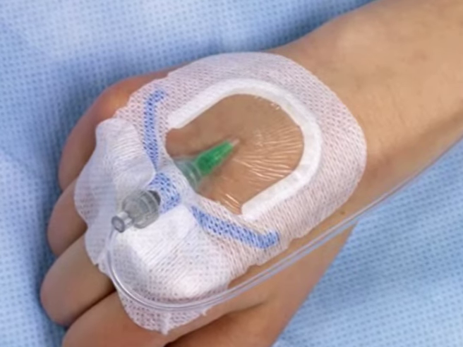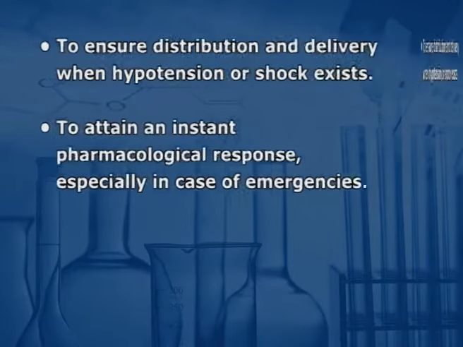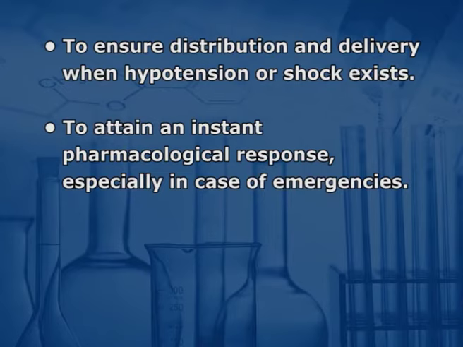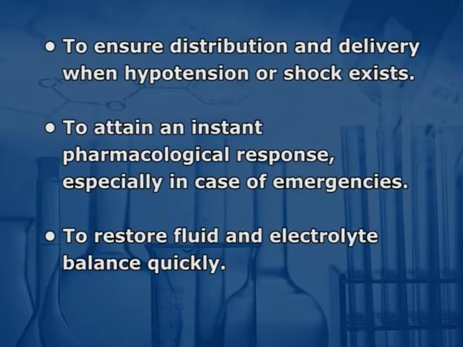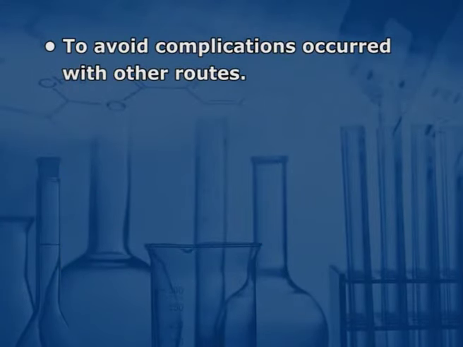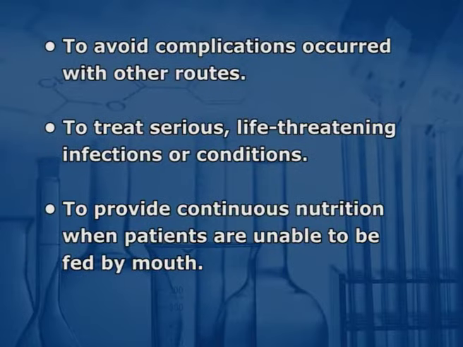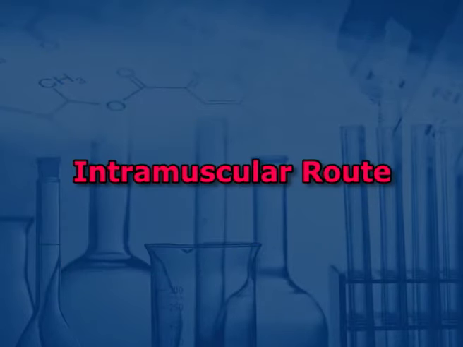The general indications for this route are to ensure distribution and delivery when hypotension or shock exists, to attain an instant pharmacological response, especially in case of emergency, to restore fluid and electrolyte balance quickly, to avoid complications occurring with other routes, to treat serious life-threatening infections or conditions, to provide continuous nutrition when patients are unable to be fed by mouth. Next route is intramuscular route.